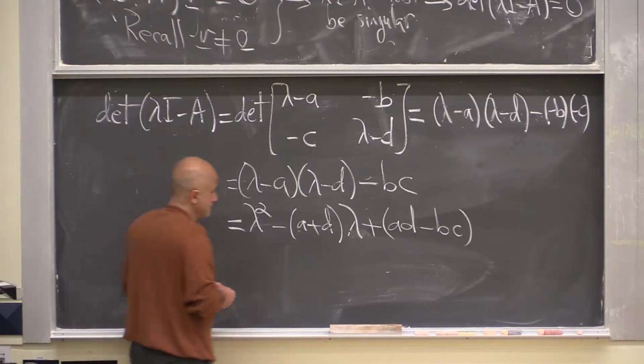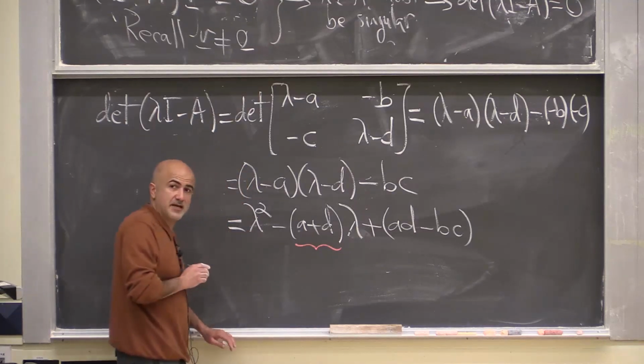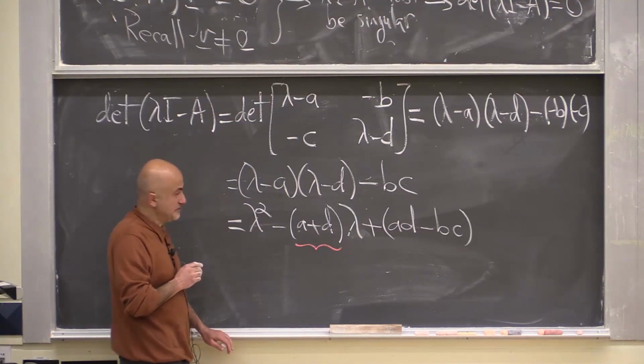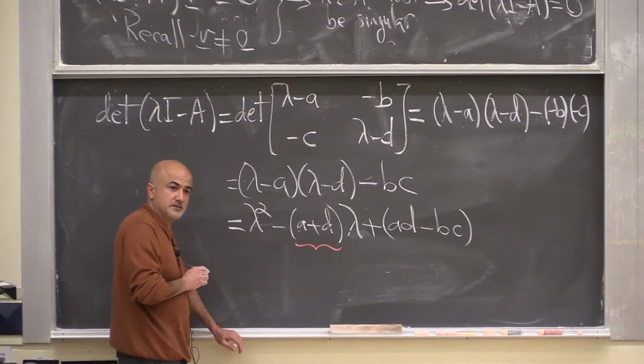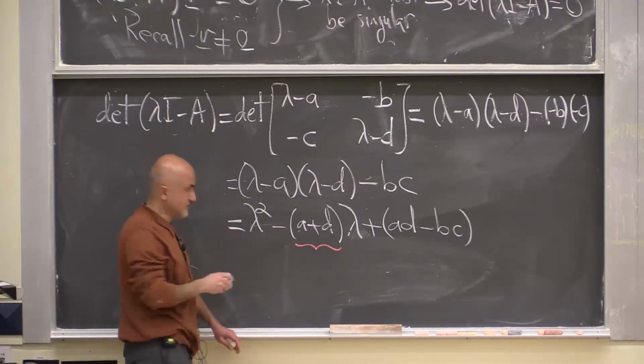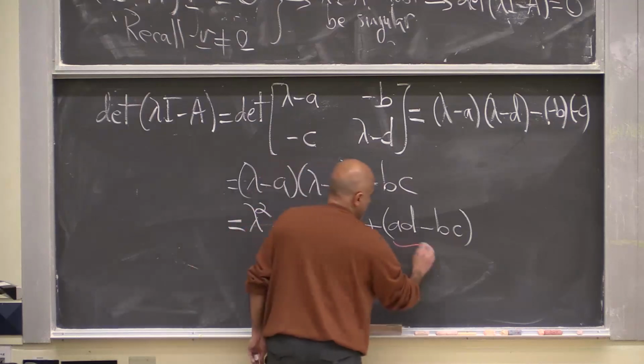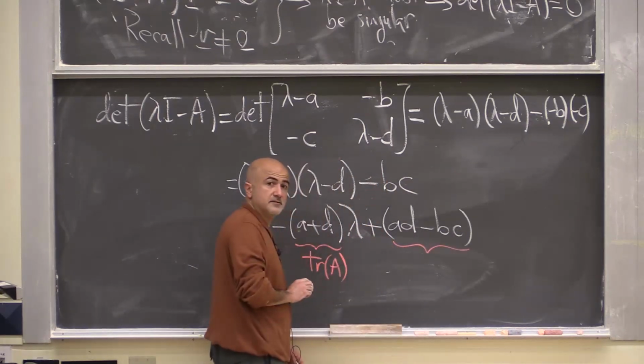Here's the beautiful part. This thing right here has a name. Let's see how much you folks from Math 54 remember. When I add the diagonal entries of a matrix, it's called a trace of A. And what do we know about this, everybody?